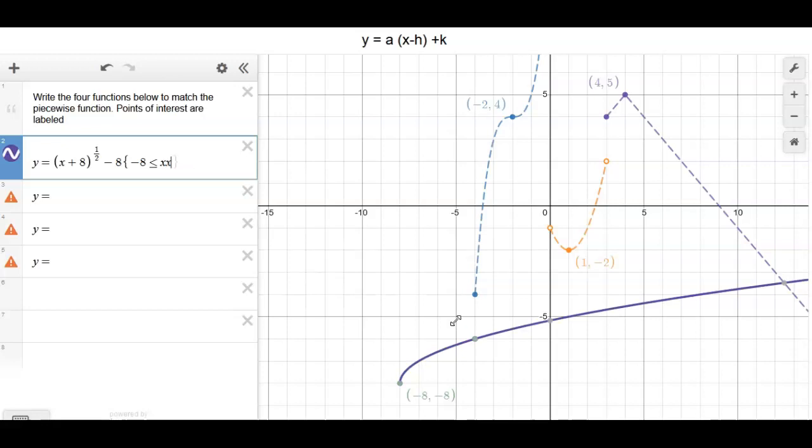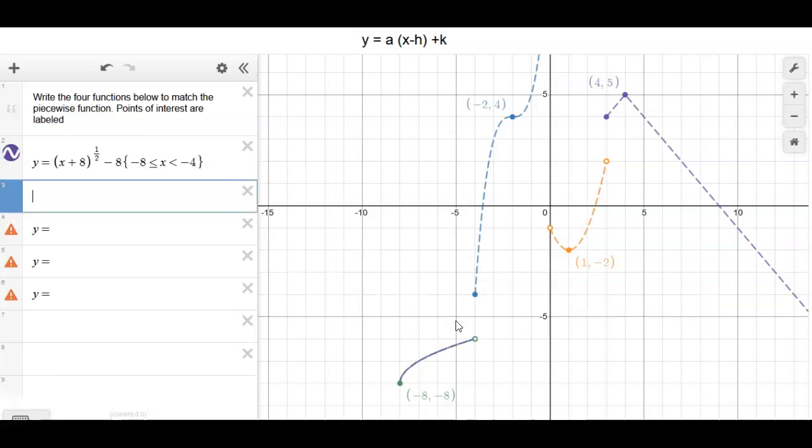Sorry, -4. I'll get it there someday. There we go. And we're good.